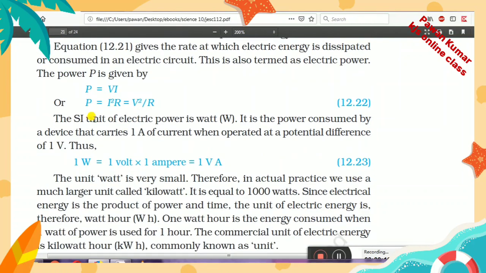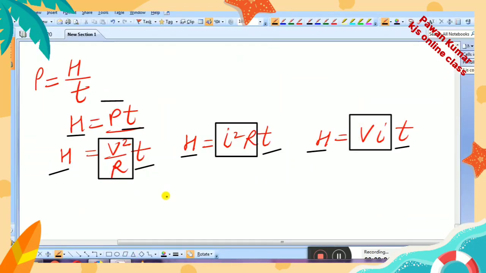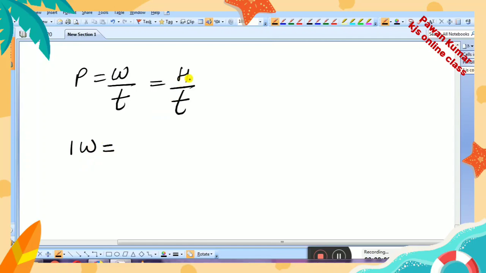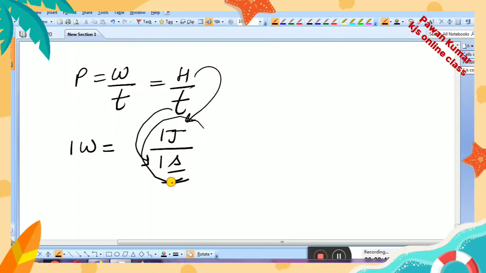After this we studied that the SI unit of electric power is watt. Now this is used for the definition of 1 watt. We will try to define how much is 1 watt. Using this formula only we can define it: work upon time, or you can say energy upon time. So power, how much power? 1 watt you want to define. How much energy? Energy is 1 joule. Time is 1 second. If these values are 1, then only the answer of this fraction will be equal to 1. That means 1 watt.